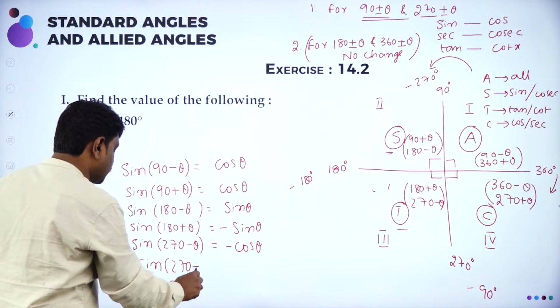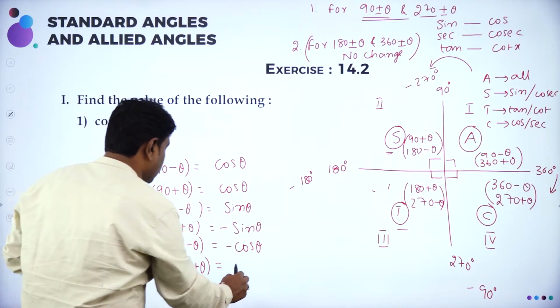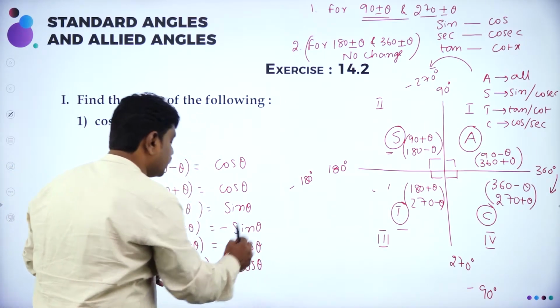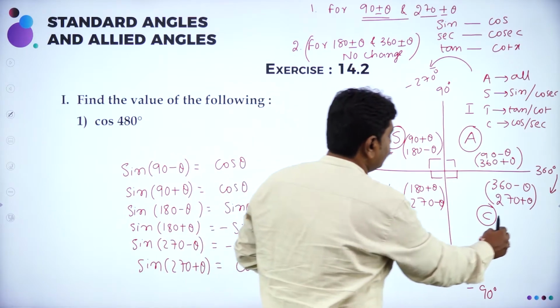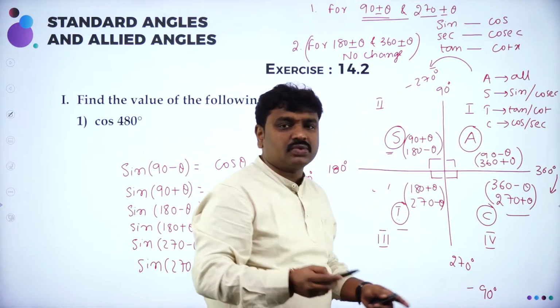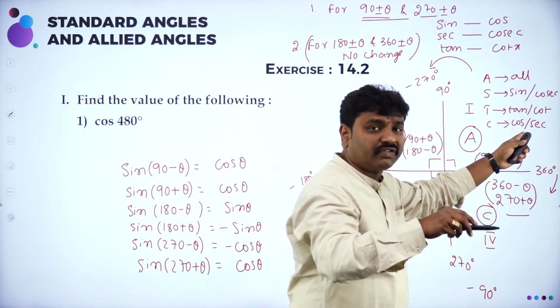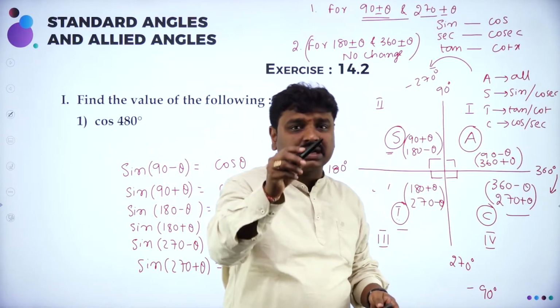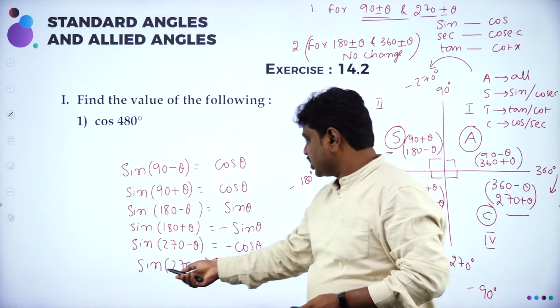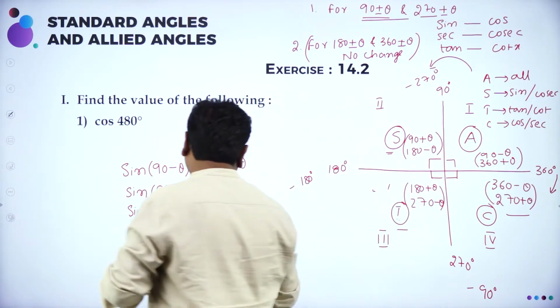Sine of 270 plus theta. What is sine of 270 plus theta? Again, for 270 function changes. So sine changes to what? Cos theta. 270 plus theta lies in which quadrant? Fourth quadrant. In fourth, what is the alphabet? C. C means cos or its reciprocal, secant. If your question is cos or secant, the answer is positive. Your question is not cos, it is not even secant, so it does not match, so it is minus.